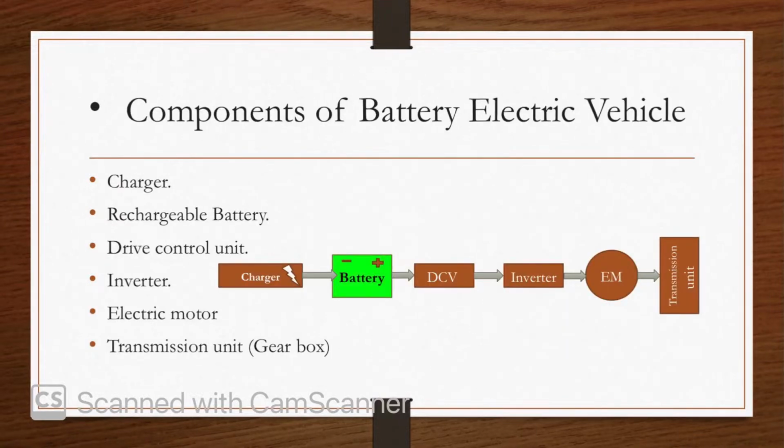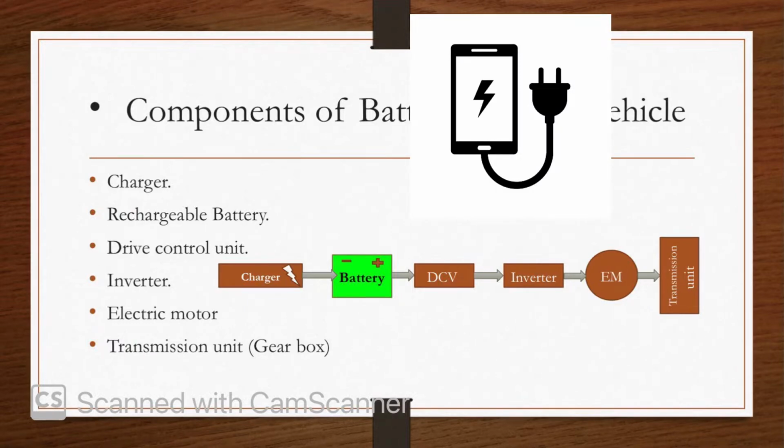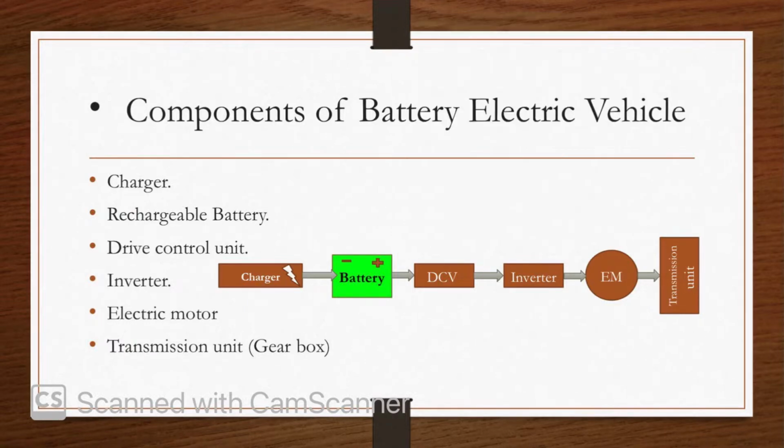Now we will see the components of battery electric vehicle and then we will discuss their functions. It consists of a charger, rechargeable battery, drive control unit, inverter, electric motor and transmission unit, means the gearbox. First we will see the function of the charger. The function of the charger is to take the alternating current from the power grid and charge the battery. Then the second component is the rechargeable battery.